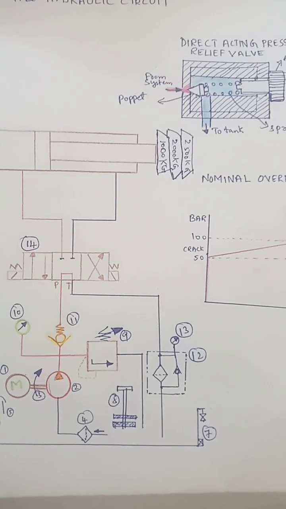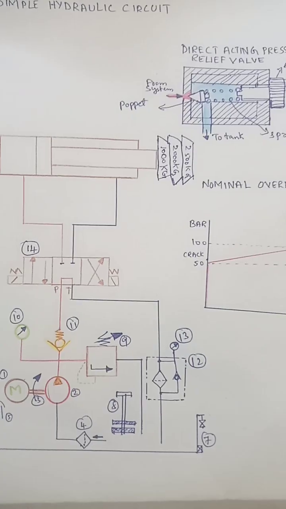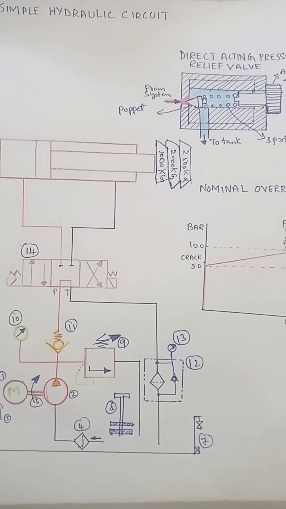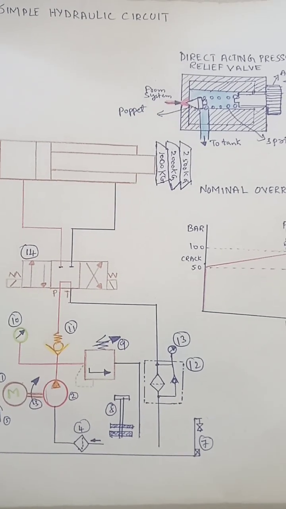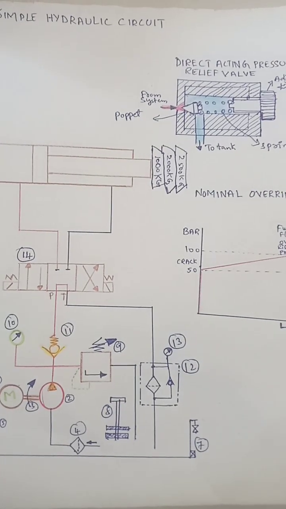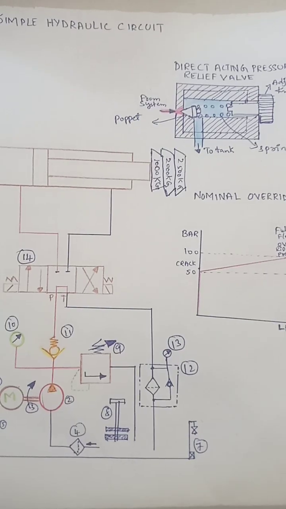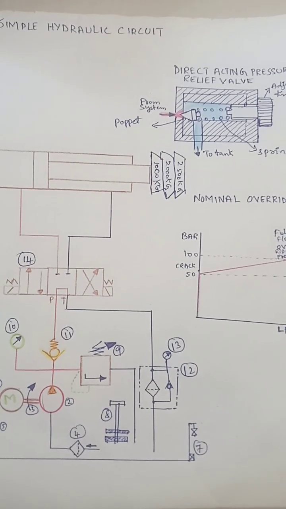Why does override pressure happen? In a direct acting relief valve, the spring opposes the system pressure. As the valve starts to open, more pressure is needed to compress the spring further and push the valve open wider. This causes a pressure increase beyond the set pressure, known as override.